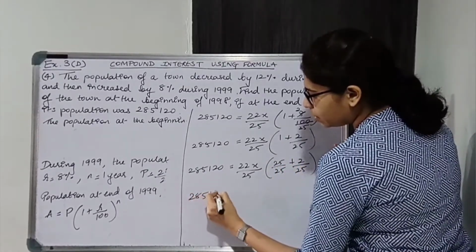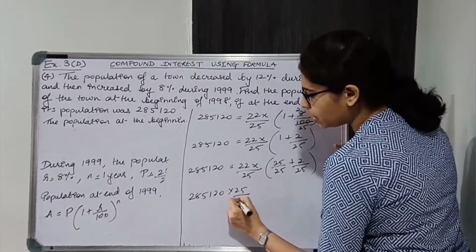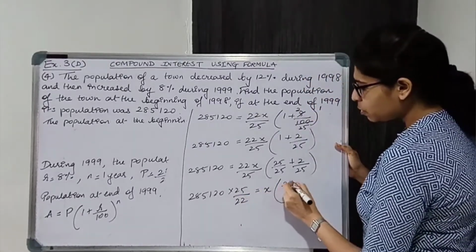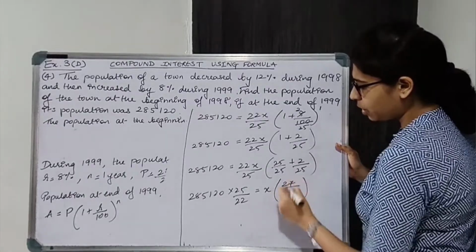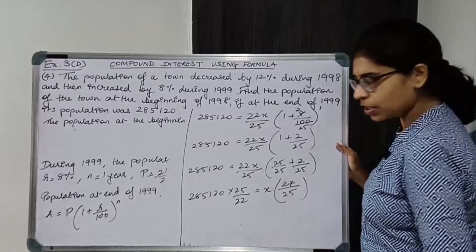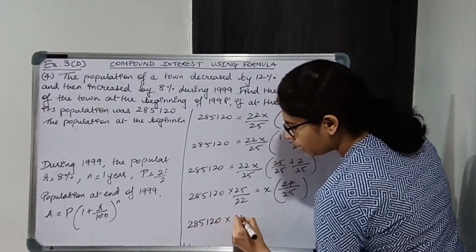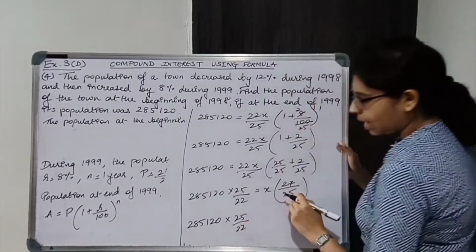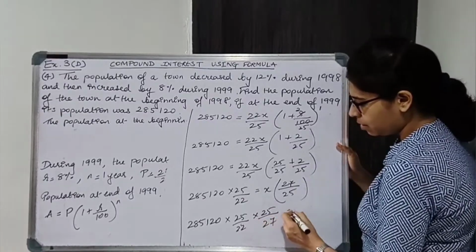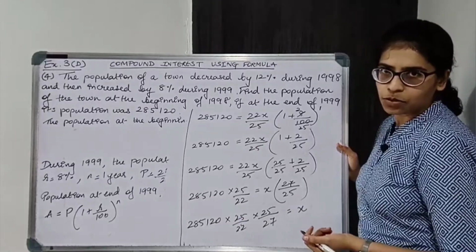So 285,120, you can shift this, okay? So this will become reciprocal, into 25 upon 22 is equal to x into 27 upon 25, okay? 25 plus 2, 27 upon 25. Now you can shift this as well, okay? So 285,120 into 25 upon 22, and this again will become reciprocal, so into 25 upon 27 is equal to x, okay? Now we'll just cancel out.